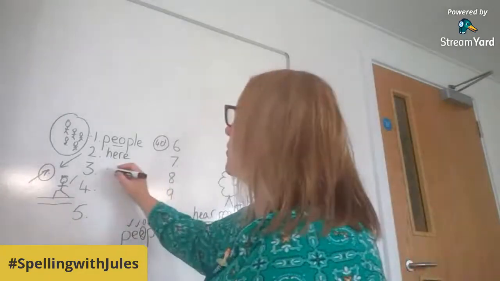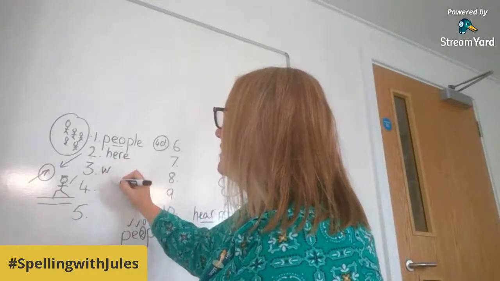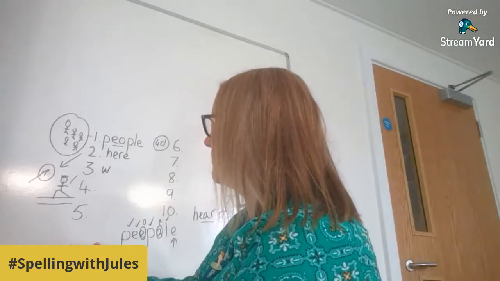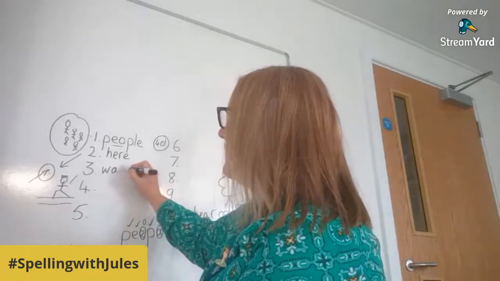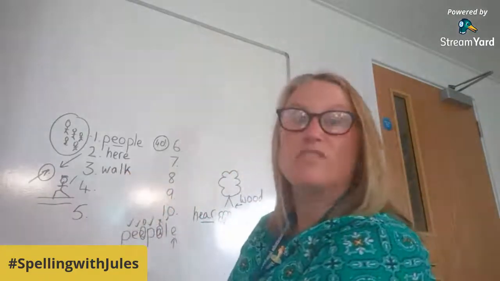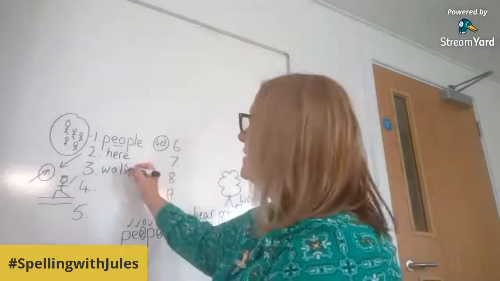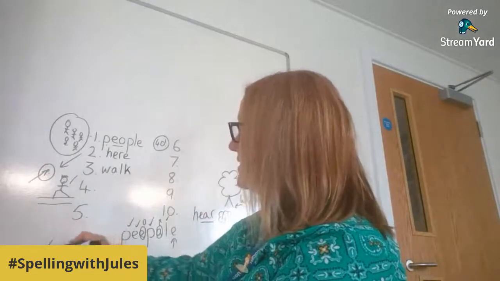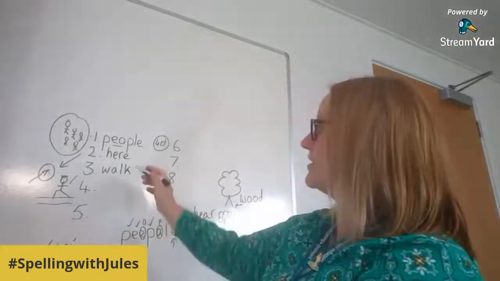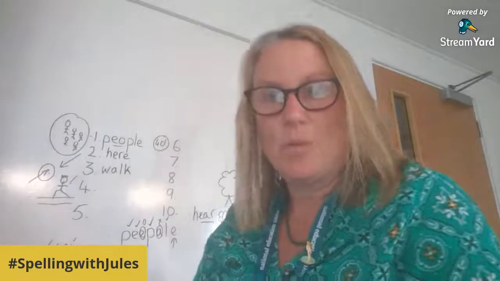Number 3, walk. Now, walk is hard, isn't it? Because you might have spelled it like this, walk. Okay, but it's got an L in it. Who'd have thought it? Walk. So it's like walk. That's annoying, isn't it? So you could tick, tick, tick, and then just fix the R for an L. Okay, it's a silent L. Walk.